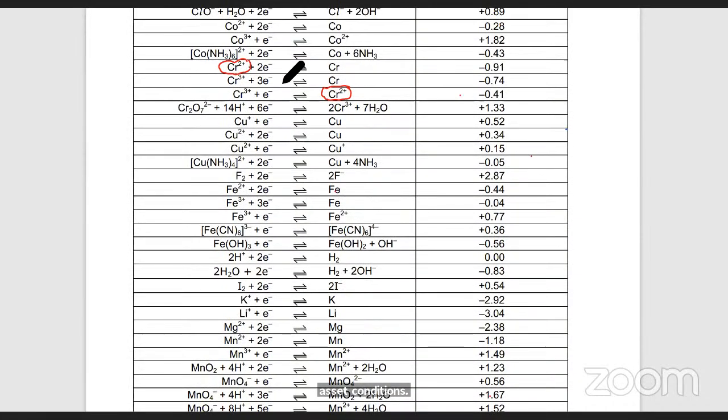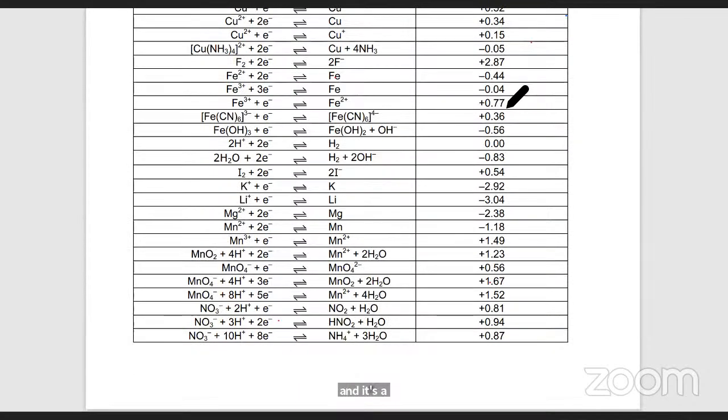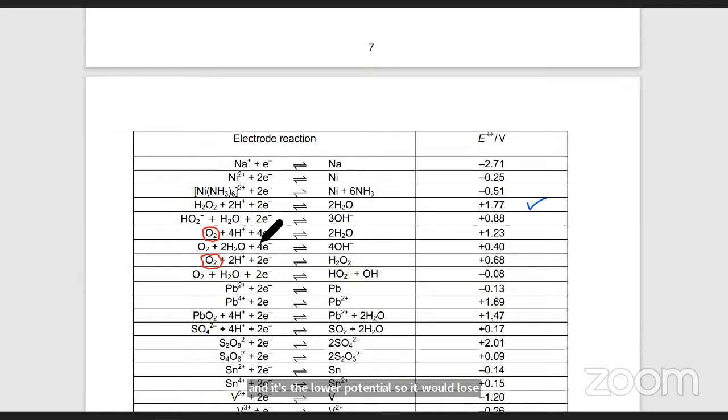So this is definitely the lower potential, the chromium ions, right? What happens to the lower potential? It always loses electrons, right? So I'm going to pick this one. If I pick the top one, then it's chromium that loses electrons. I'm looking for chromium 2+, and it's the lower potential, so it would lose electrons. Oxygen is going to be the higher potential, so it would gain electrons. That's 1.23.